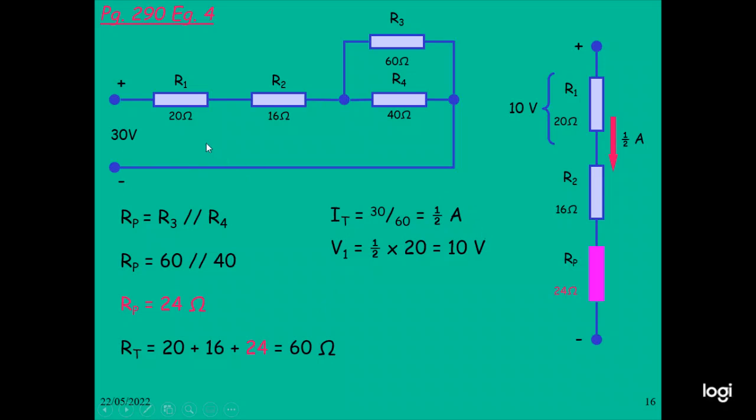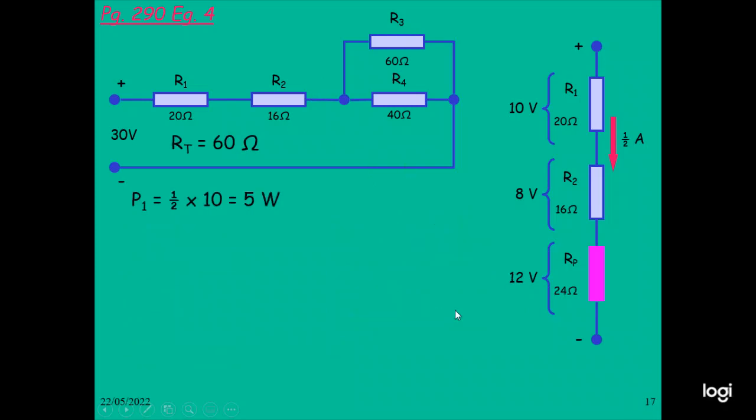And voltage across V1 can also be calculated. Voltage across V1 is a current half and a resistance 20, you got a 10 volt. Voltage across V2 is a current half, resistance 16, you got a 8 volt. And voltage across VB is a current half and resistance 24, you got a 12 volt.